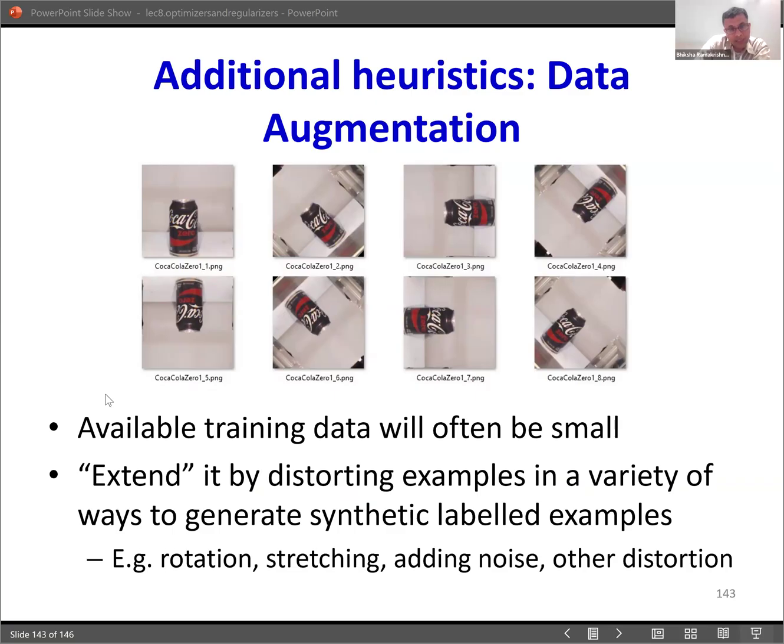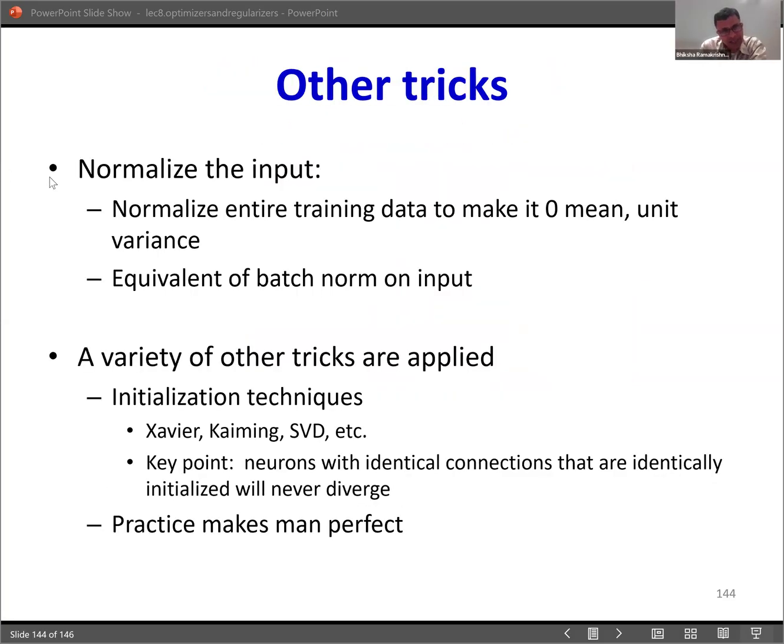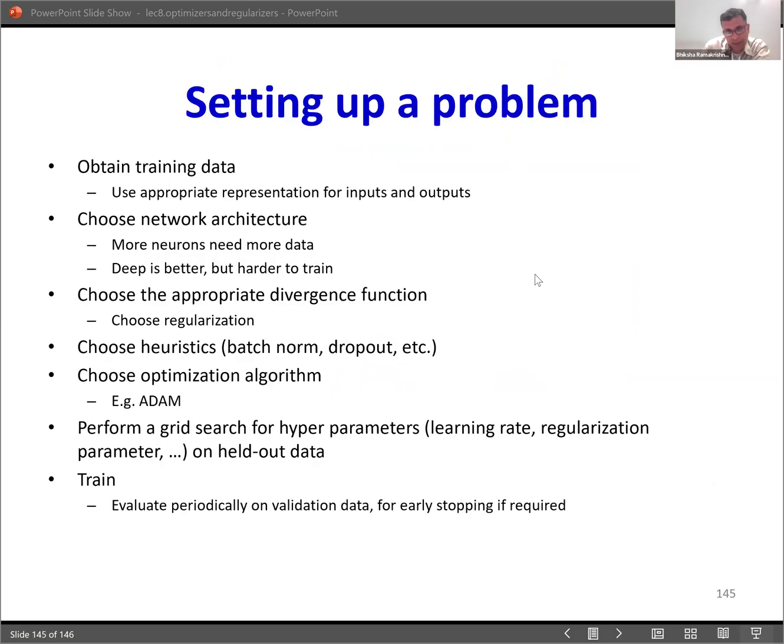Another thing that we often do is to create synthetic data by simply distorting your training examples in a variety of ways. For example, if you're learning an image classifier, you could rotate and flip your image, and it's going to remain the same class. And so these synthetic training data instances can also be used. It's called data augmentation. And there are other tricks like normalizing the input, basically making the entire training data zero mean unit variance, various initialization techniques, and so on. Eventually practice makes a man perfect. Many of these things can only be learned empirically.